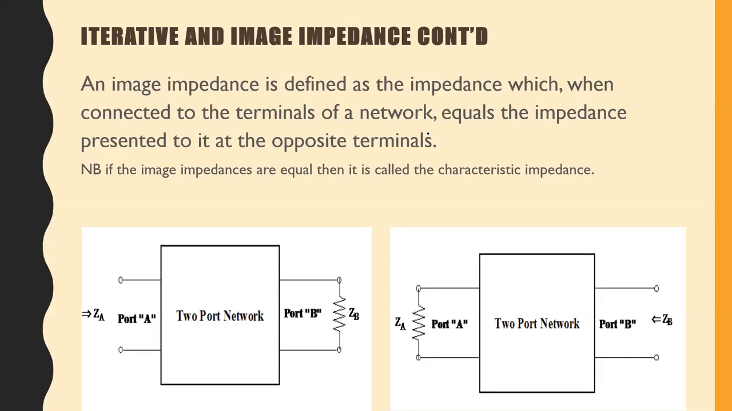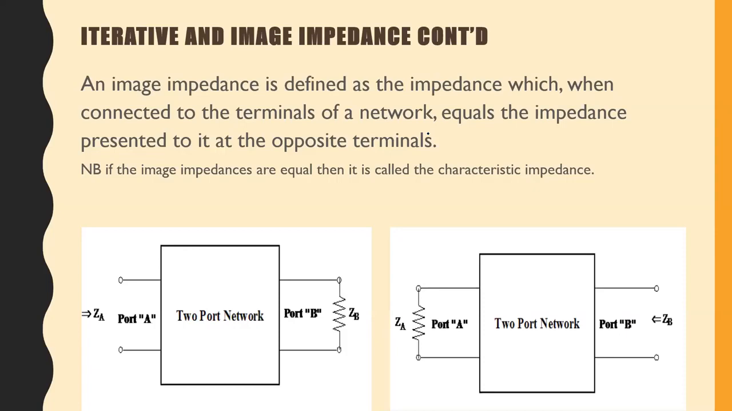Let me try that again, because that confused even me. Let me give you some numbers. Listen carefully. If port B is terminated in an impedance, let us say 100 ohms, so I connect port B in 100 ohms, and then I measure the impedance at port A, and I get 400 ohms. Everybody with me?